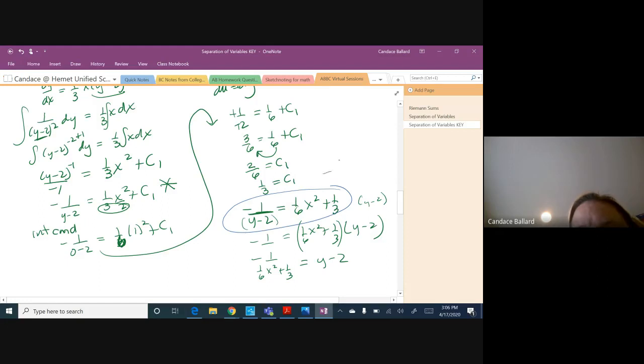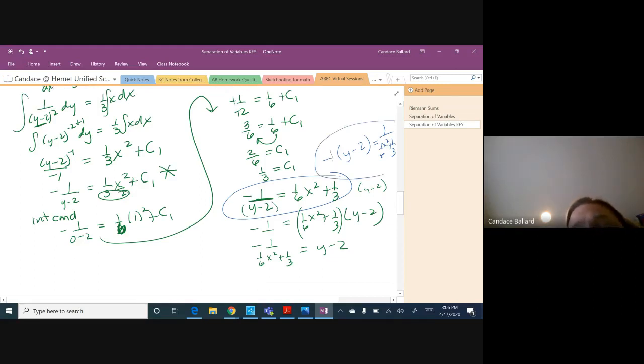so I get negative y minus 2 equals 1 over 1/6 x squared plus 1/3. Okay, if I had simply done that, I would have ended up with the same thing. I just need to move the sign over. So if you want to just flip it, you absolutely can.